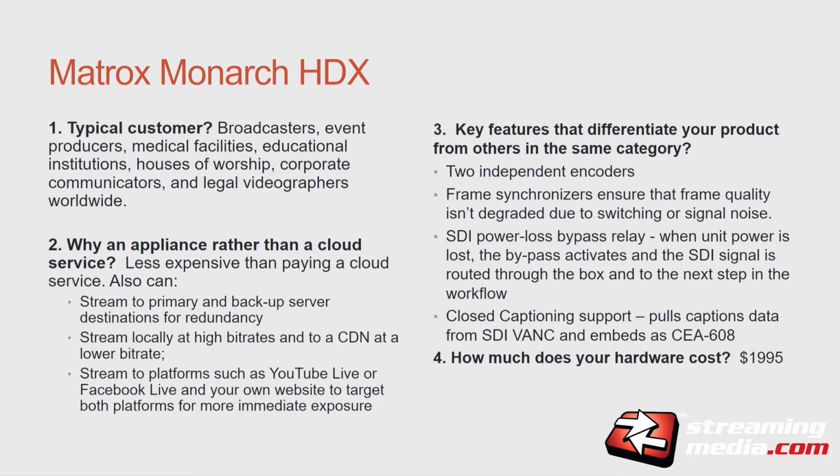What key features differentiate your product from others in the same category? Two independent encoders. There's not a lot of hardware devices in the $2,000 price range that have two separate encoding capabilities. It also has a nice feature, SDI power loss. If something happens to the unit, the SDI signal will be routed through the box, so it'll go out the other side, and you can continue to use the signal with another encoder. That's kind of nice. It also has closed caption capability if that's important for you. And the hardware, as I said, costs about $2,000.